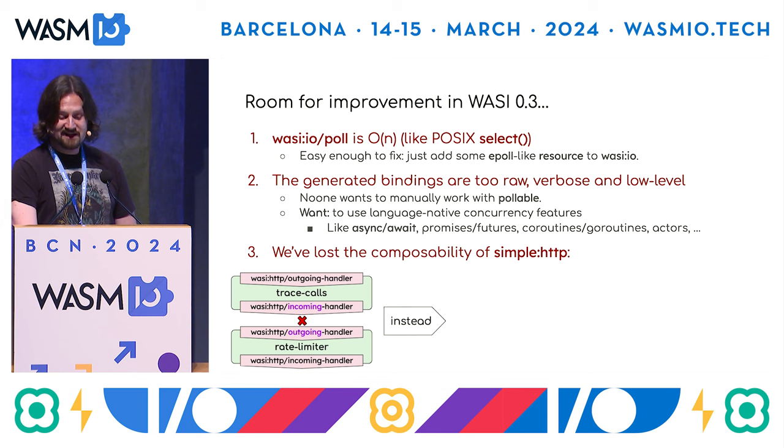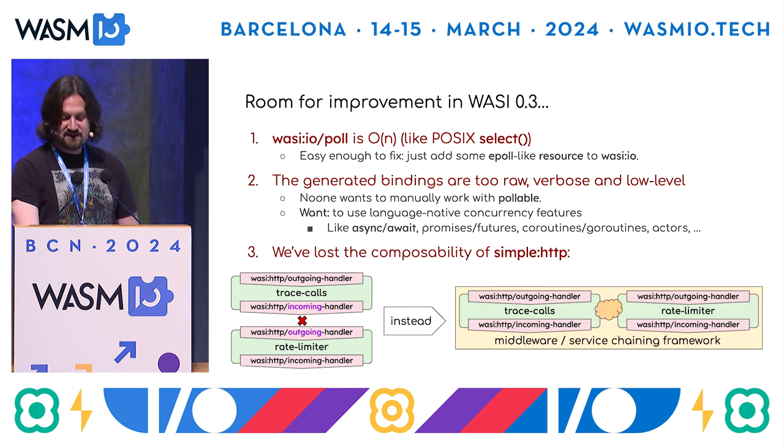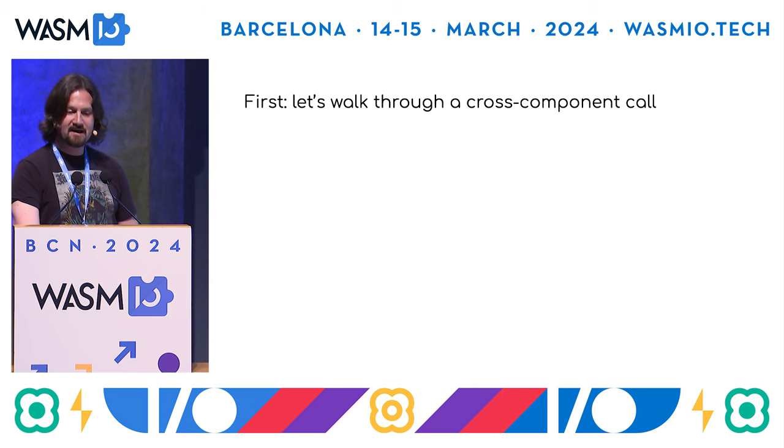So what happens in practice, if folks want to do this, and folks are doing this, is you have to do some sort of host-specific middleware service chaining framework that you use to link the components together in some other way. So how do we actually improve this and fix some of these things? Well, first, let me take a step back, and let's walk through how a cross-component call works in 0.2 today.